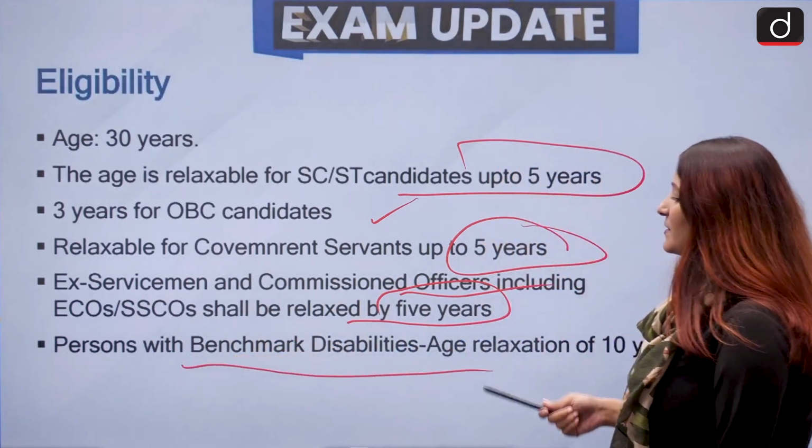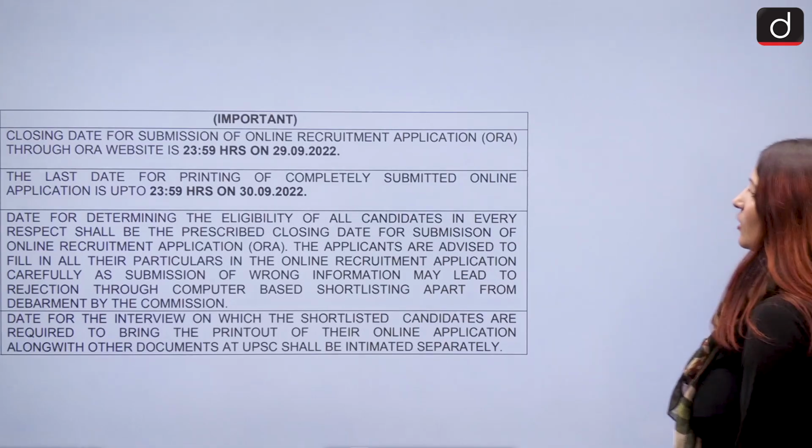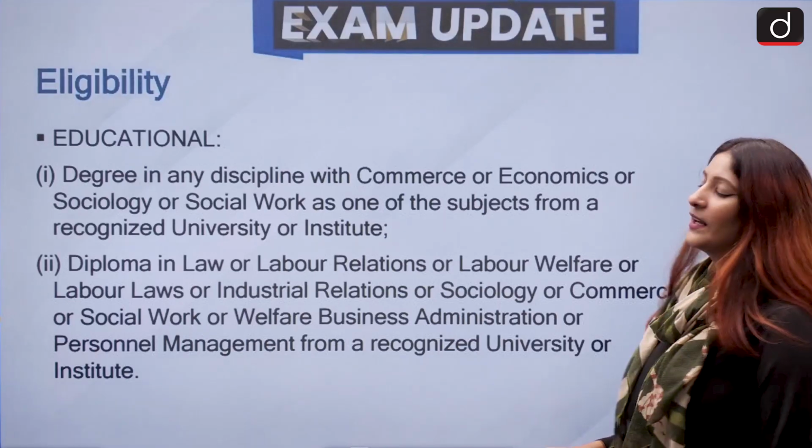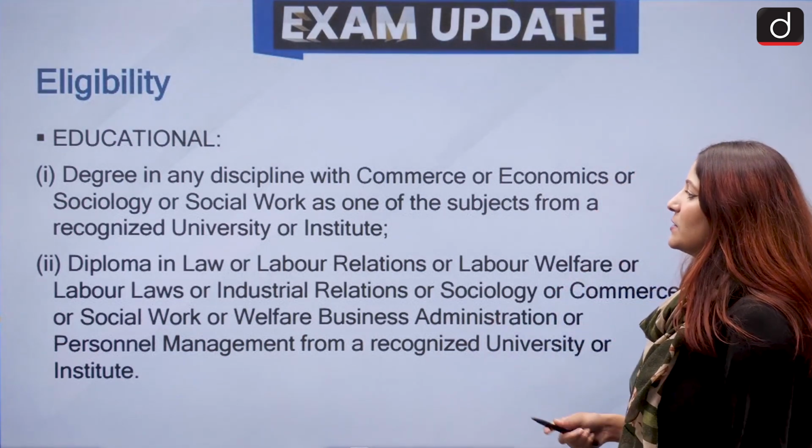Persons with benchmark disability, age relaxation is 10 years. Alright. Moving ahead, let us talk about another important facet, that is eligibility of education area. What is the eligibility there?